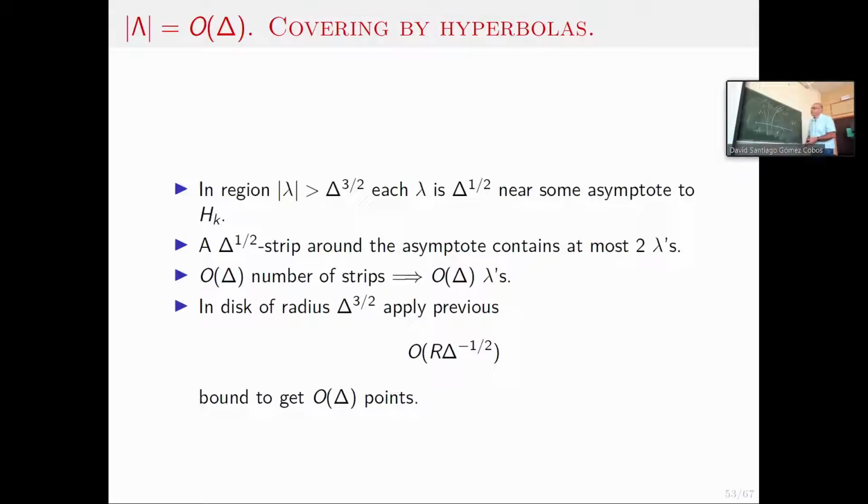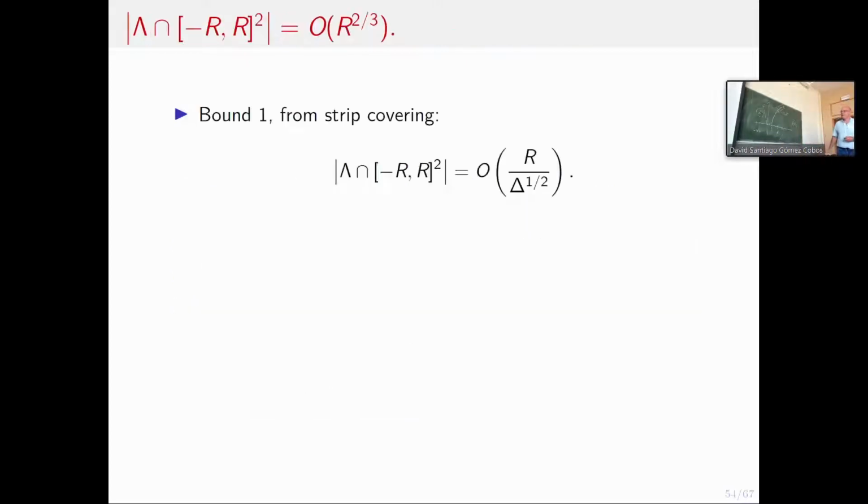Right. So if you take R to be delta to the 3/2 and you plug it in there, you get again order of delta. So this splitting point is what gives you order of delta outside and order of delta inside. Total order of delta. So that gives us the result, order of delta. The number of points is order of delta.